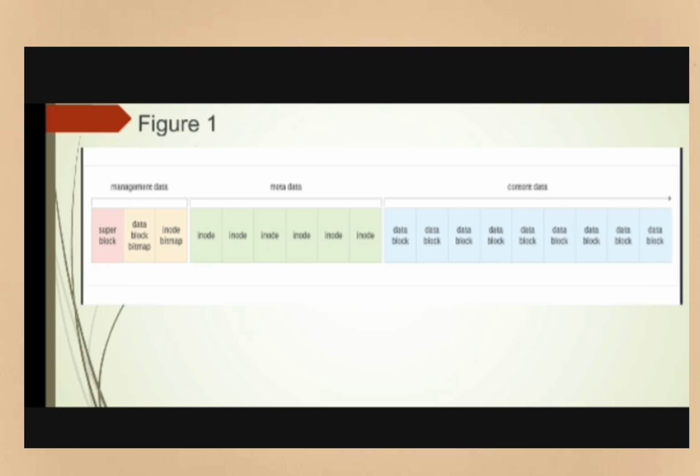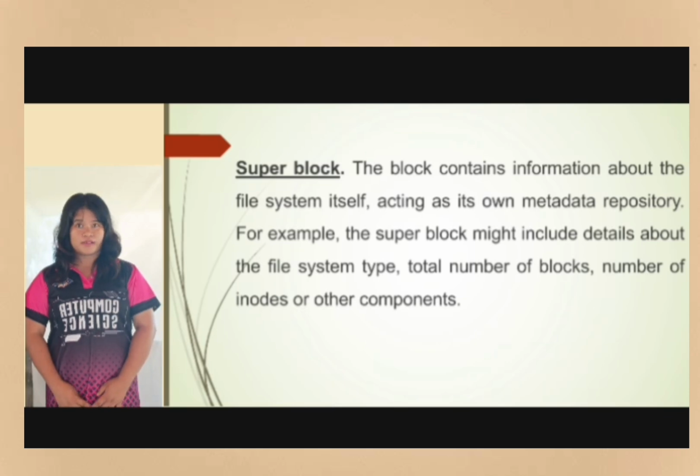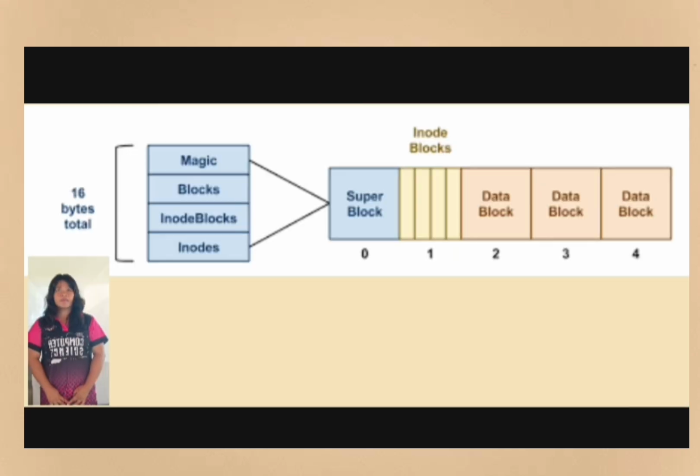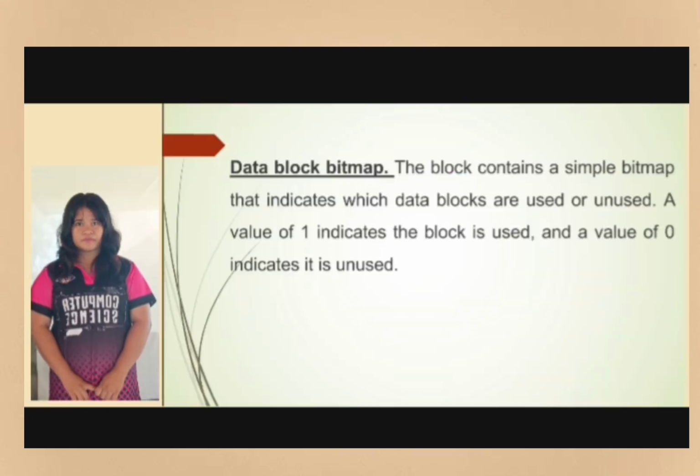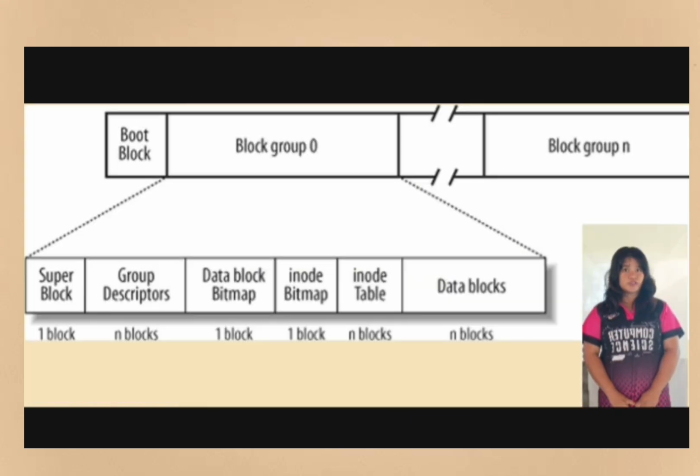Here's a breakdown of the different block types. Superblock. The block contains information about the file system itself, acting as its own metadata repository. For example, the superblock might include details about the file system type, total number of blocks, number of inodes, or other components. Data block bitmap. The block contains a simple bitmap that indicates which data blocks are used or unused. A value of 1 indicates the block is used, and a value of 0 indicates it is unused.